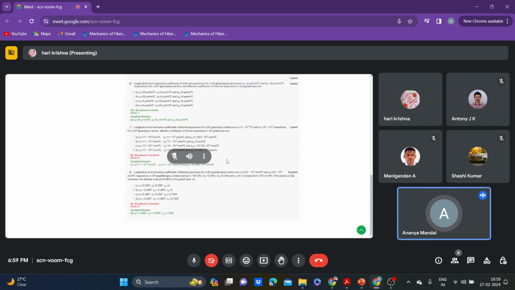So the transformation matrix that you have to use to change from this principal axis, the material axis, to global axis, you multiply it with the transformation matrix, right? With cos square and sine square of theta.